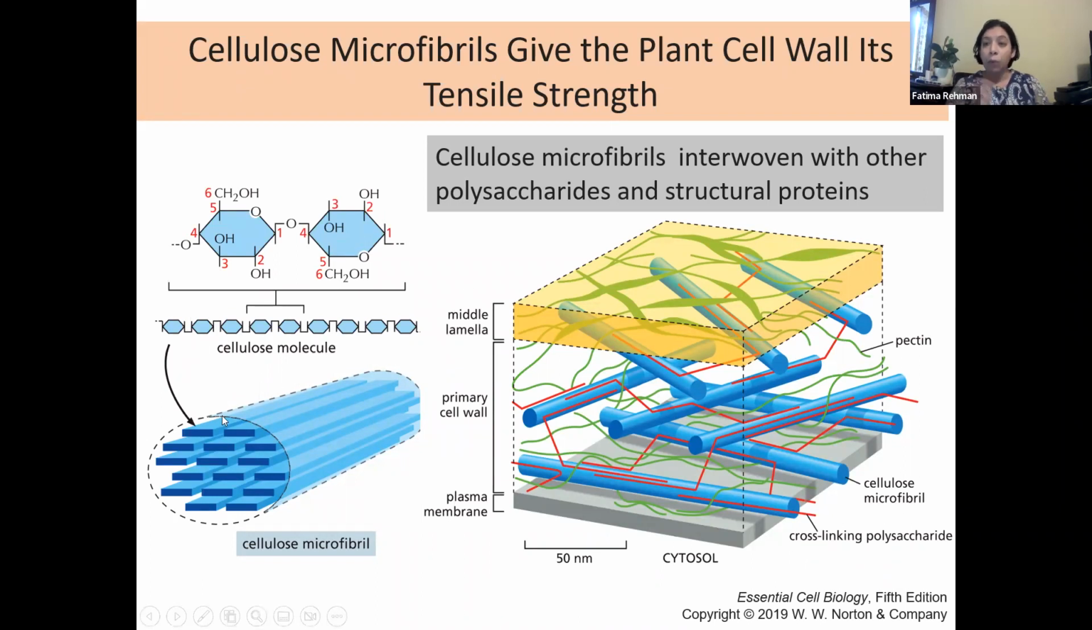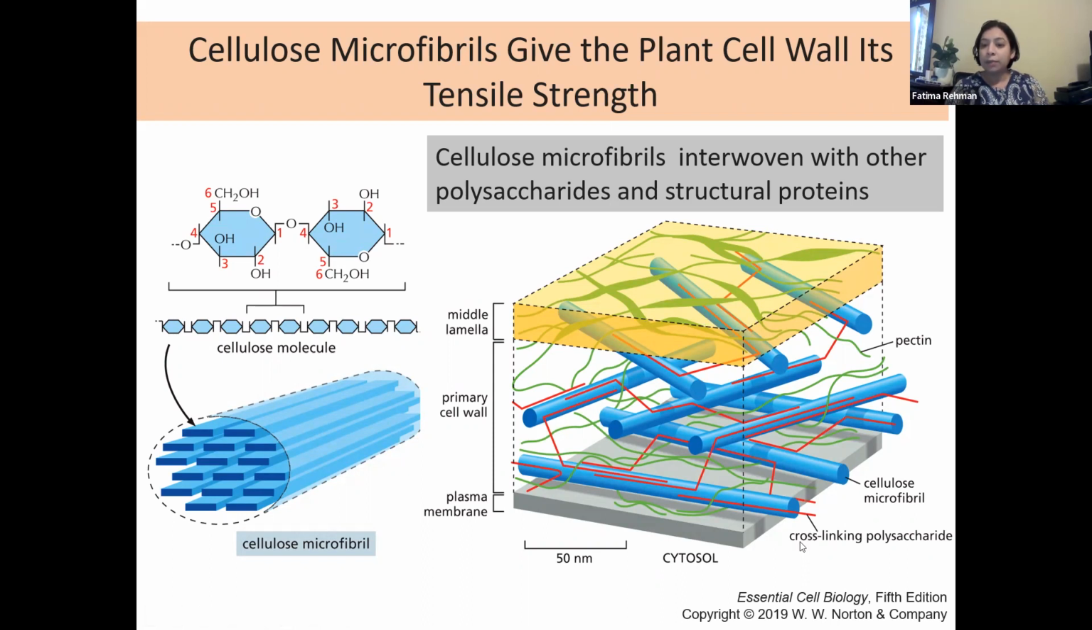Same idea: the more of these polysaccharide chains that are compacted together, because it is a type of sugar, the stronger that fibril will be. So what you see here are your cellulose molecules that are going to be linked together, and then compacted to create these microfibrils. These microfibrils are then interwoven with other sugars as well as structural proteins within the extracellular matrix or the cell wall area to provide more structural support and give it a lot of strength in that area.